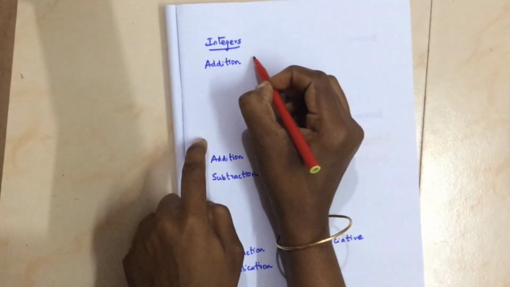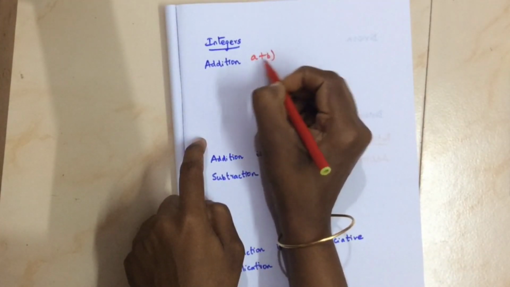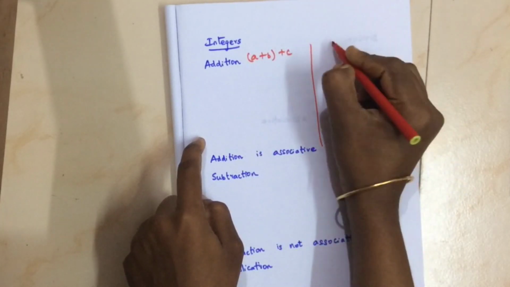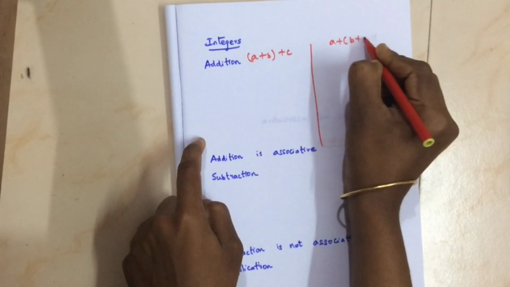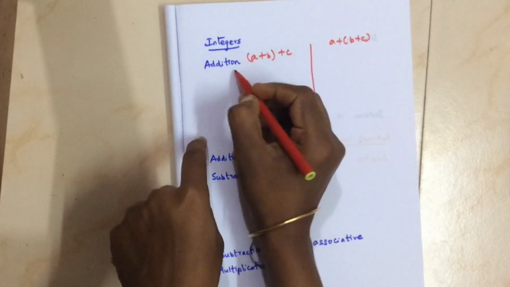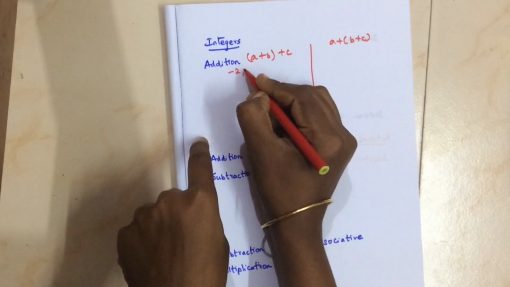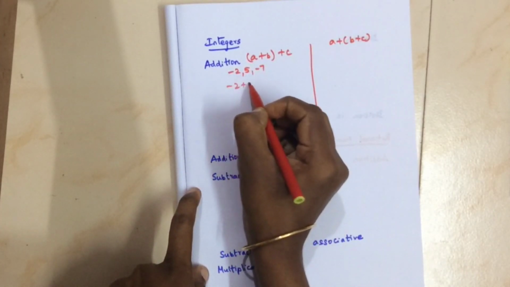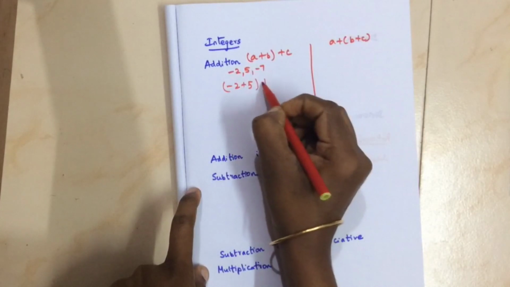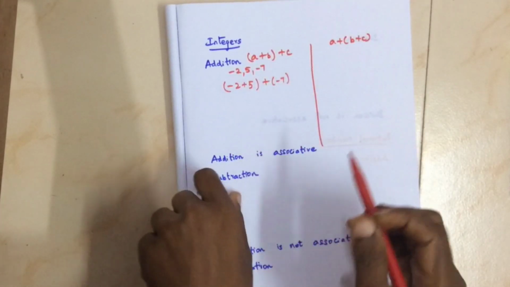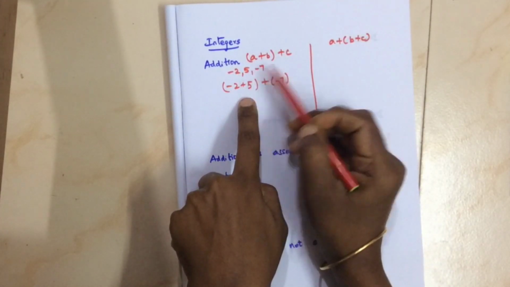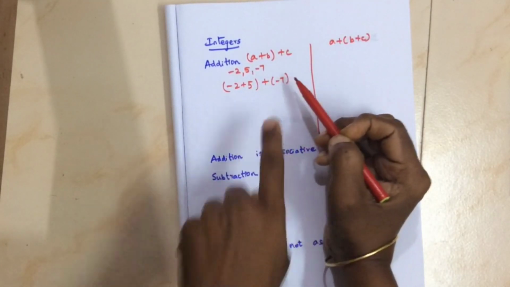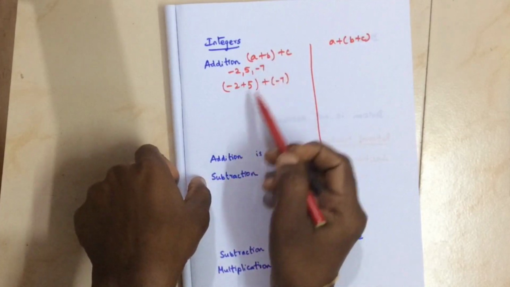The same thing you have to prove. What you have to prove? (A plus B) plus C, whether it is equal to A plus (B plus C). I am taking minus 2, 5 and minus 7. So (minus 2 plus 5) plus minus 7. This is A, this is B and this is C. C is minus 7 here, A is minus 2 and B is 5.